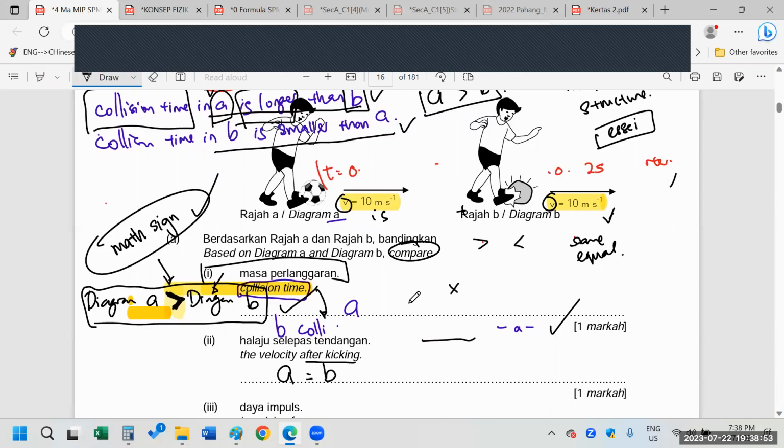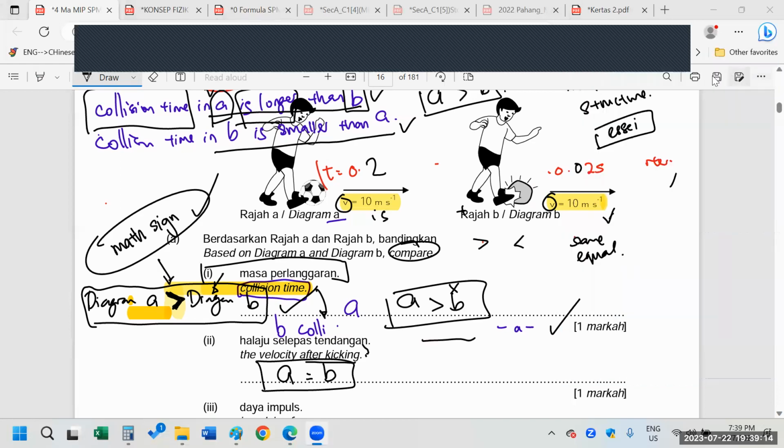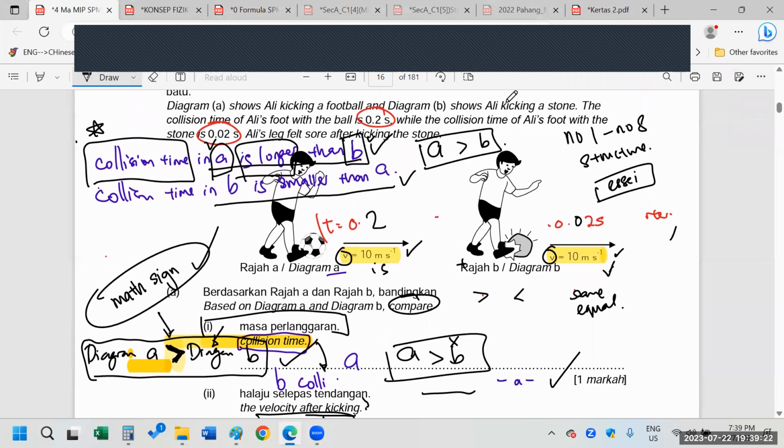So for this question, this is A bigger than B. This is A equals to B. Make a sentence. Thank you, Jacqueline. Thank you, Jennifer. Because they mentioned, but I admit the question is not so clear. They must state here: the final velocity is shown in the diagram.